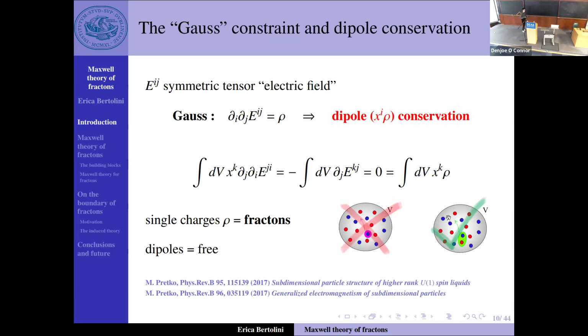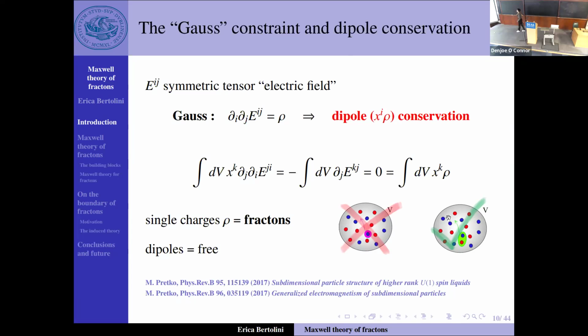So what's the constraint on the motion? How can one have fractons in a gauge field theory? How can we have it? Well, the idea comes from Maxwell theory. The Maxwell theory has a Gauss constraint. What is that? That is simply the divergence of the electric vector field, right?